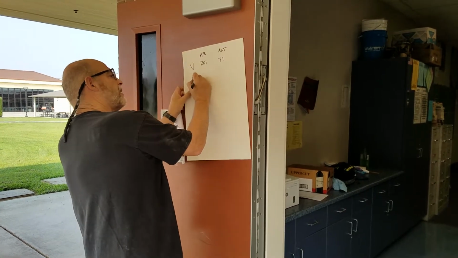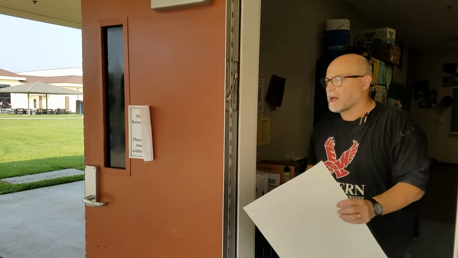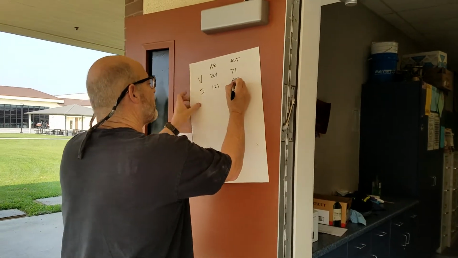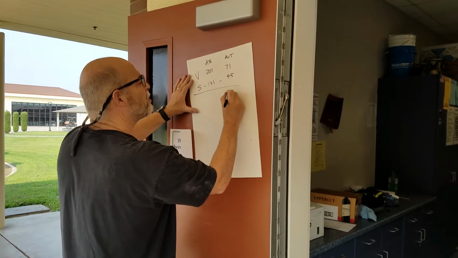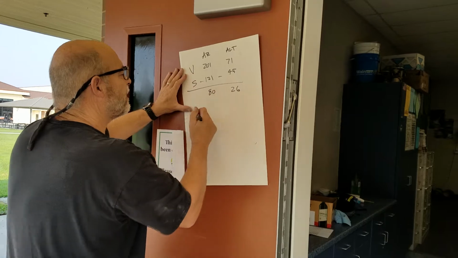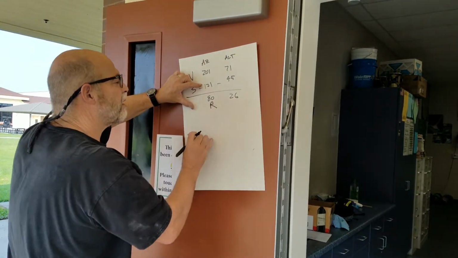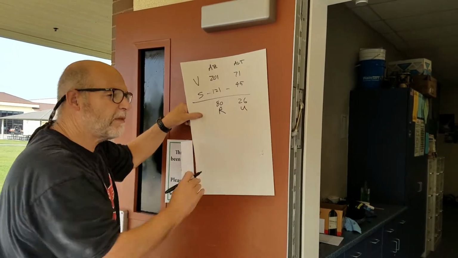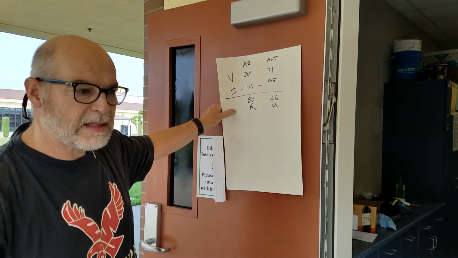And then I found that of the sun, and the sun was azimuth 121 and altitude 45. So we're going to subtract. 71 minus 45 is 26. 201 minus 121 is 80. Now Venus's azimuth number is bigger than the sun's, so we have to go to the right. Venus's altitude number is bigger than the sun's, so we have to go up. So from the sun, we're going to go right 80 and up 26.